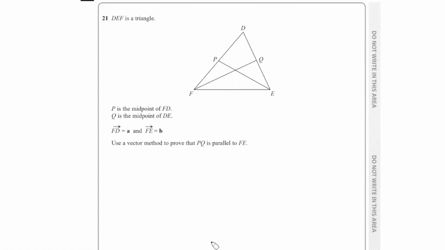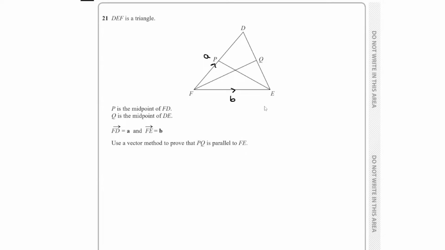All right, question 21, we now have vectors, but this is actually quite a nice question, to be honest. This is not one of those really bad questions. It's only 4 marks, this one. So DEF is a triangle, P is the midpoint of FD, and Q is also the midpoint of DE. FD is A. Sometimes they don't label it, so obviously you want to label it yourself. So FD is a whole. The whole of that one is A. FE is B. Use a vector method to prove that PQ is parallel to FE.